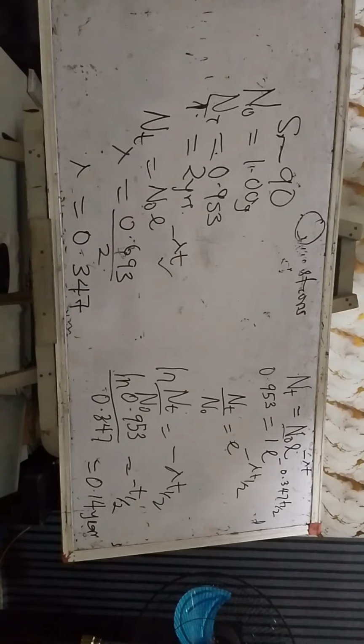Then your time this time will be what? 5 years. That will be your time, 5 years. Your lambda remains 0.347. So you can put the equation together to calculate for that.